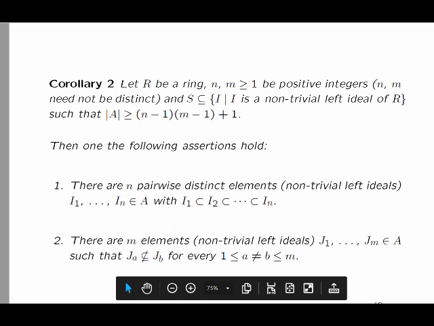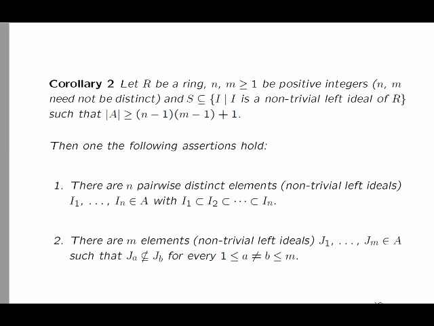Okay, so let's see. Z is a ring. Let's take Z, the set of all integers, and choose n to be 5 and m to be 4. How many ideals should I select? The minimum number of ideals I should select will be 5 minus 1, 4, 4 times 3 plus 1, 13.